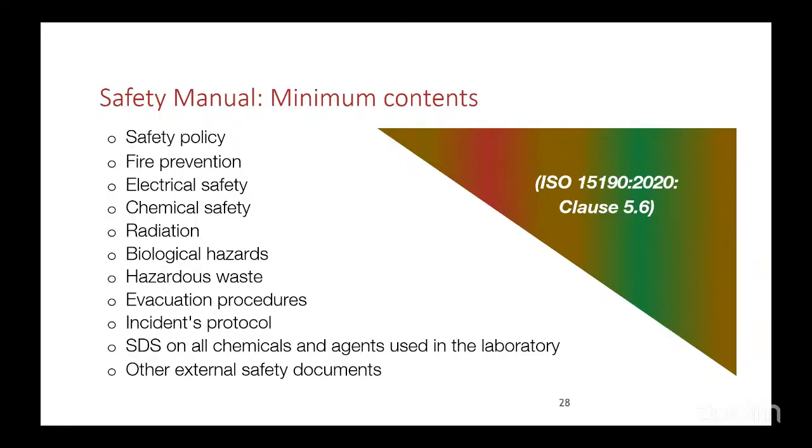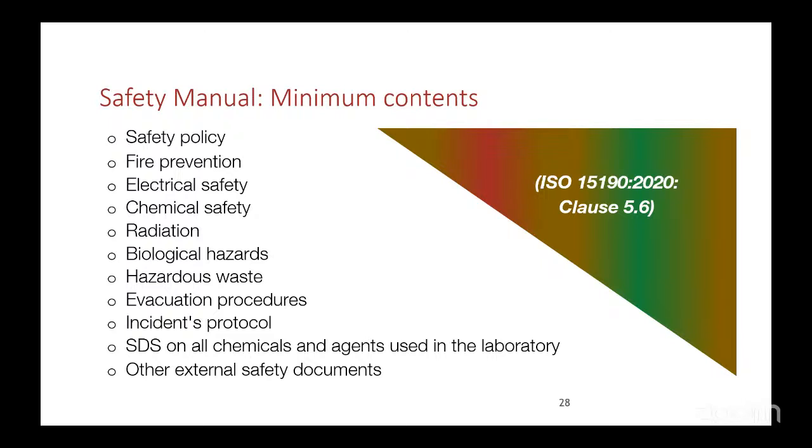Look at the screen very well. We have safety policy. Policy describes what you do, what you intend to do. We have fire prevention. So you must have fire prevention. How do you prevent fire? Electrical safety, chemical safety, radiation, biological hazard.